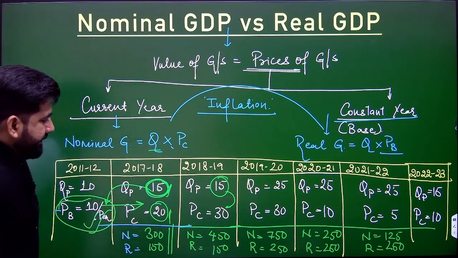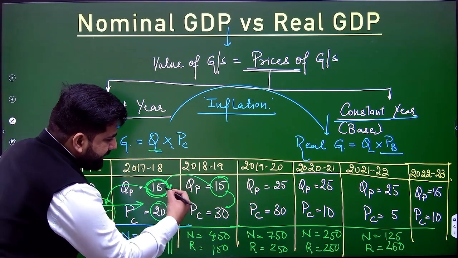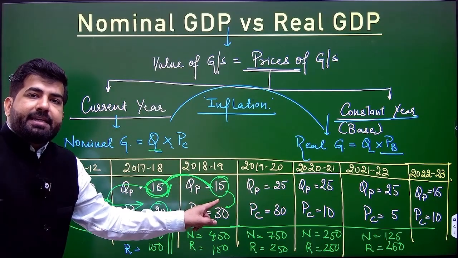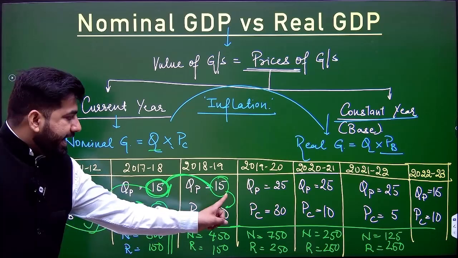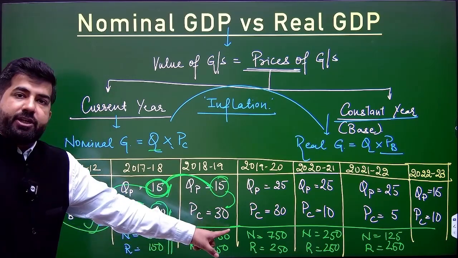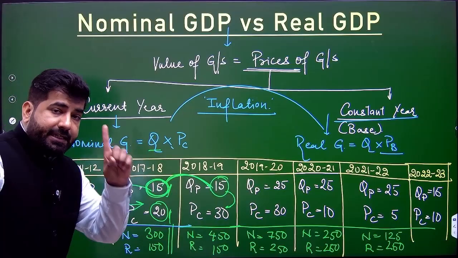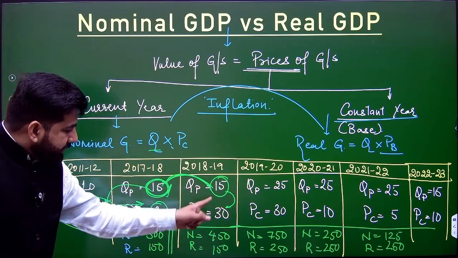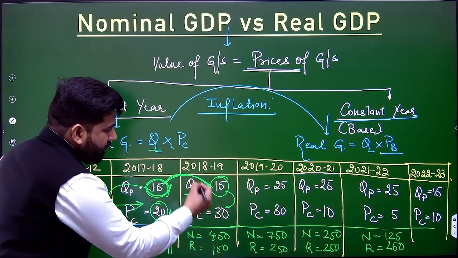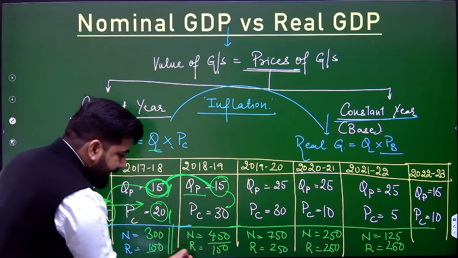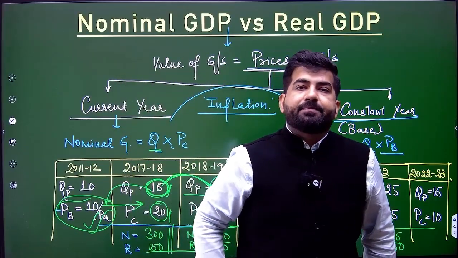Clear? Second, now what has happened in these two cases? Please try to tell me. I have kept quantity constant, guys. Quantity has not changed, but the prices have changed. Try to understand. Scenario 1: quantity has not changed, but the prices have changed. What is nominal GDP? Quantity into price of the current year, that is 450. What about real GDP? Real GDP is going to be the same.